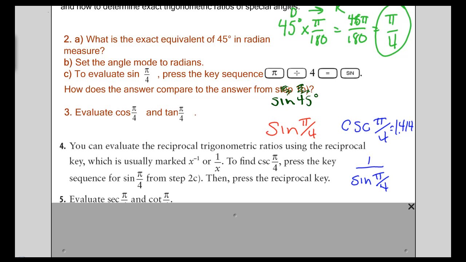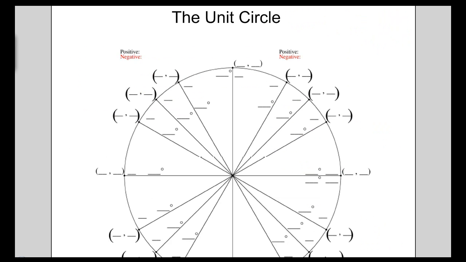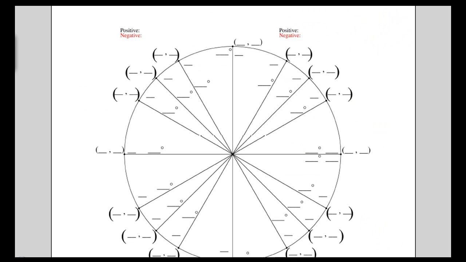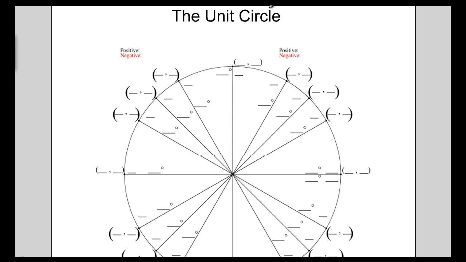Alright, now that we've established how to plug these numbers in the calculator, let's get to the main part of this lesson, and that is to clarify and discover what the unit circle is. Now we are going to be using the unit circle in a variety of ways. It may be used simply for evaluating, say, the sine of 5 pi over 4 and finding the exact value of it.